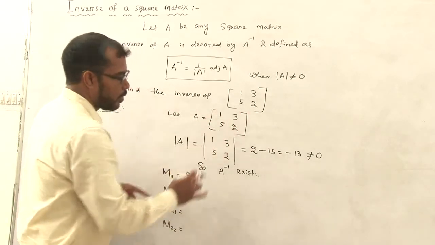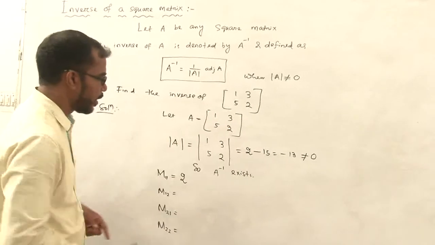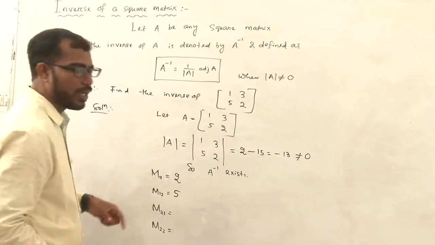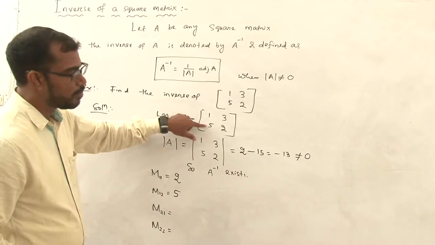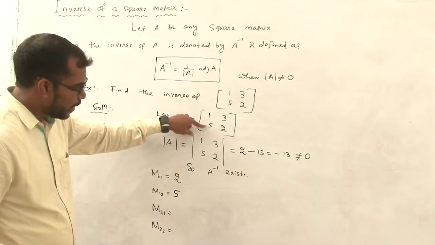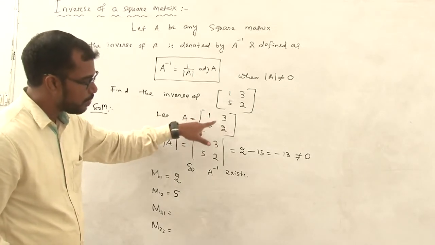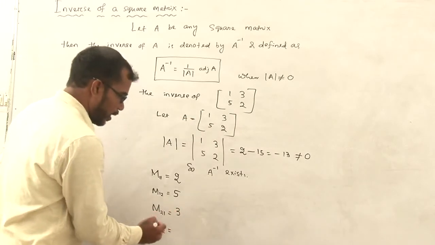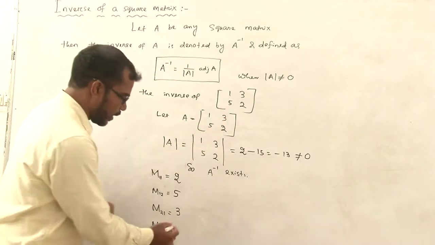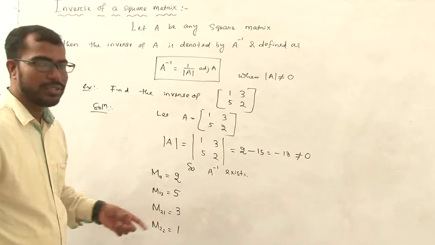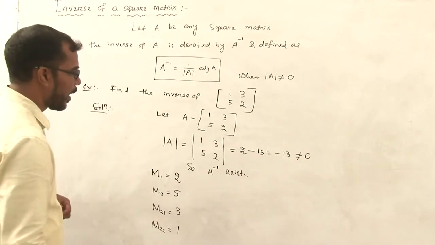You can evaluate by deleting these elements, so you get 5. Similarly, M21: it is the position of 5, so deleting its row and column, we get 3. Similarly, M22, deleting its row and column, we get 1. So these are the minors of this matrix.